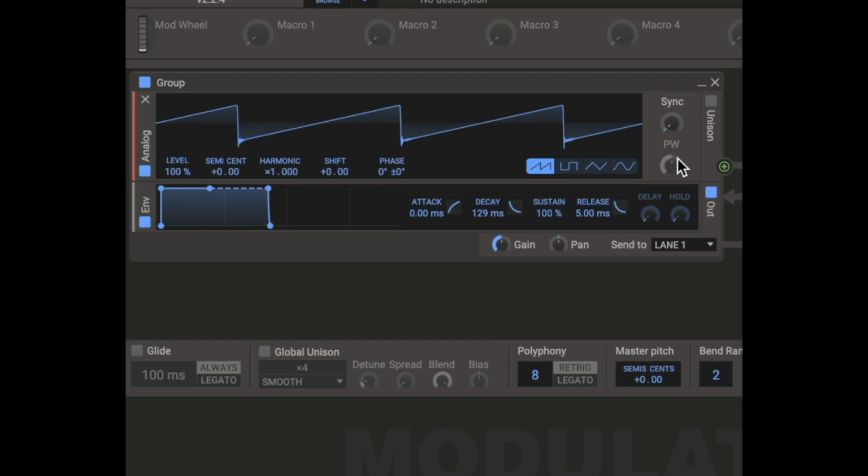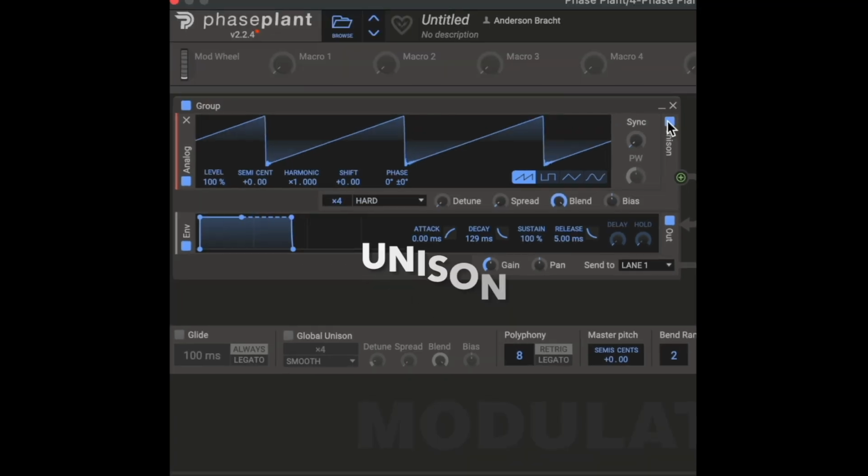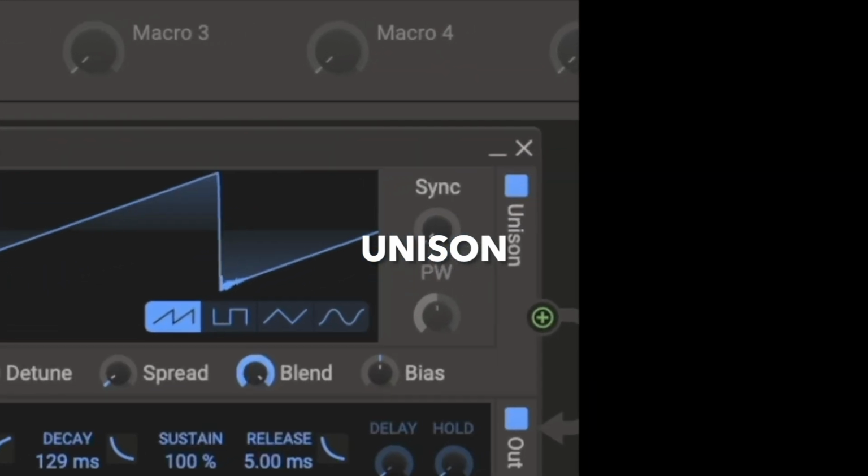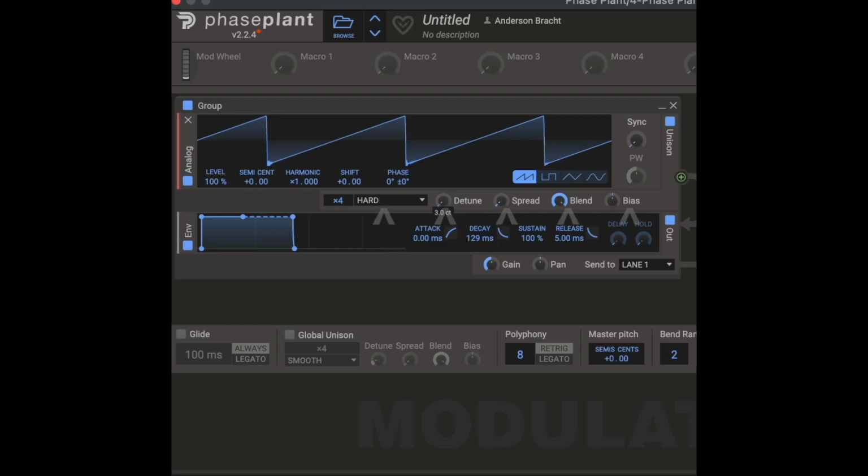The last function of this oscillator is called Unison. You can turn Unison on and off by selecting the blue square in the upper right corner, called Unison. When you select Unison, you will see a new set of controls appear in the window of the oscillator.